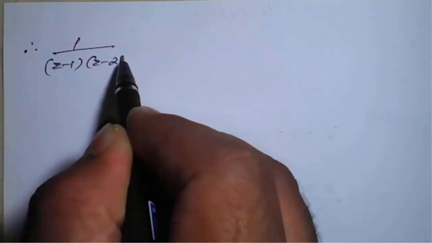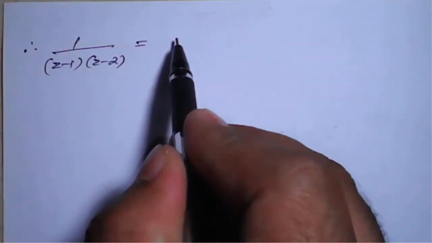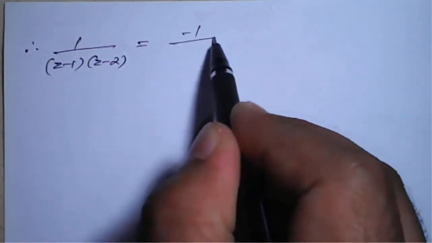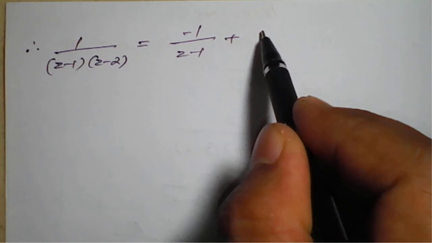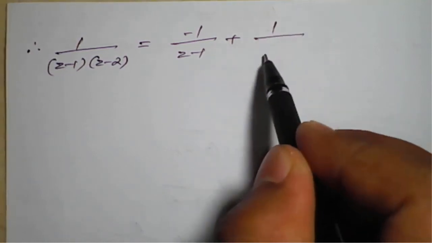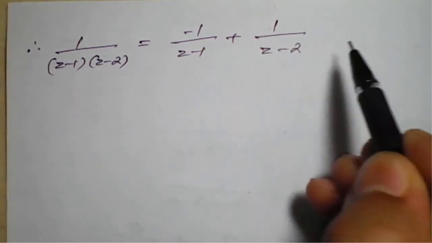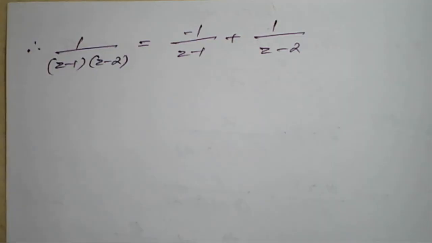So therefore, 1 upon (z minus 1)(z minus 2) is equal to a divided by (z minus 1) plus b divided by (z minus 2). The value of a is minus 1, and the value of b is what here? 1. So, 1 upon z minus 2. So we got the value of a and the value of b, so that we have applied here.